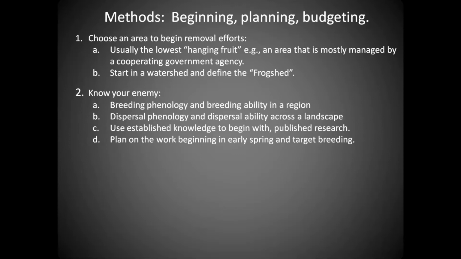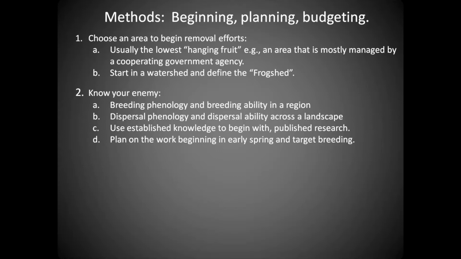In Arizona, breeding phenology, they start breeding in April and they don't stop until the end of September. I wouldn't be surprised if during some warm years they still go into a little bit of October. But they will pop out clutches as many times as they can throughout that season. So knowing that helps you approach the removal. The dispersal phenology I've already talked about.